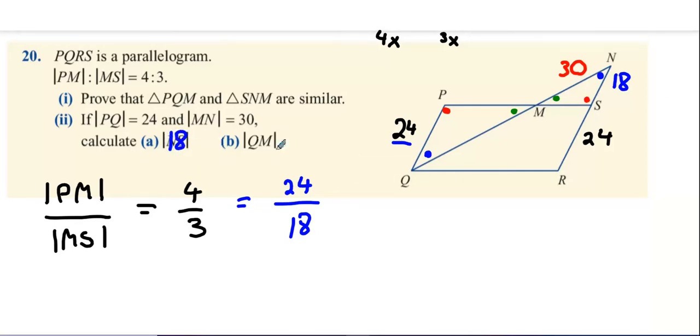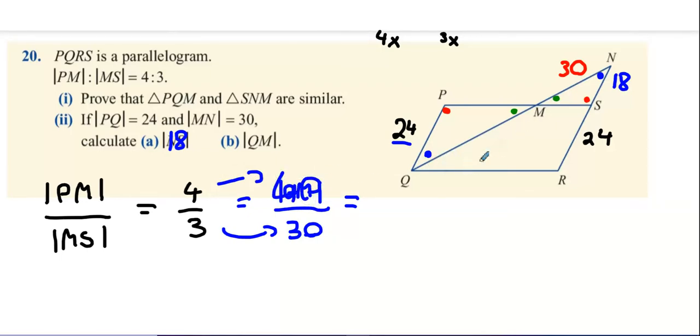Now, Q to M. Same deal again. MN is the smaller one, isn't it? Would you agree with that? What's MN in between? MN is in between green and blue, 30. That's the smaller triangle. What's the equivalent side on the larger triangle? QM, which would be 40. Because you multiply 3 by 10 to get it to 30. Therefore, you must multiply 4 by 10 to get it to 40. 40 over 30. So Q to M is 40. Everybody all right with that?